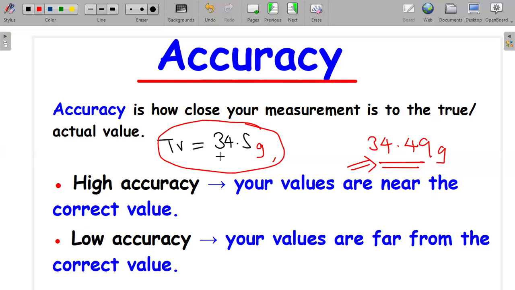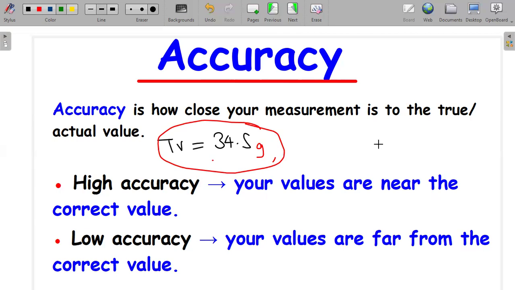I'm going to compare this measured value to the true value. We see that these two values are actually close, because this is 34.49 and this is 34.5. Since these two values are close, the measured value is close to the true value. We're going to say that this measurement here is accurate.